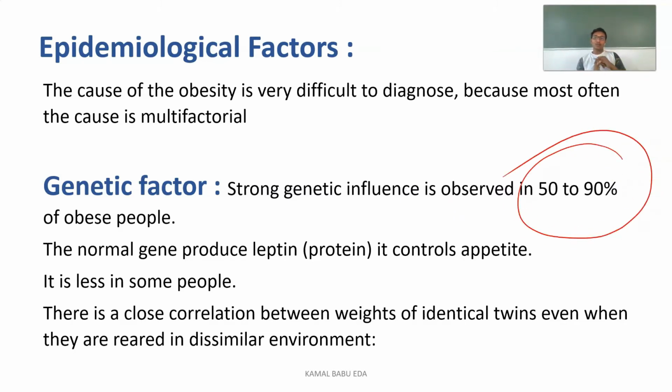The normal gene which produces leptin mainly controls the appetite. In some people it is very low, which leads to decreased control over the appetite and increases the weight of the person. And when two identical twins are born, there is a close relation between them. If one person becomes obese, automatically the other person also becomes obese.